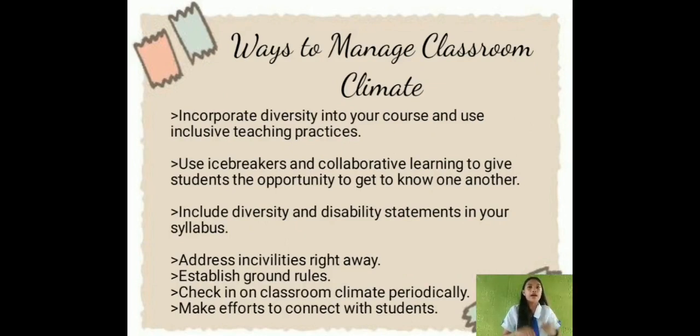So we have here next the seven ways to manage classroom climate. First, incorporate diversity into your course and use inclusive teaching practices. Second, use icebreakers and collaborative learning to give students the opportunity to get to know one another. Third, include diversity and disability statements in your syllabus. Fourth, address incivilities right away. Fifth, establish ground rules. Sixth, check in on classroom climate periodically. And seventh and last, make efforts to connect with students.